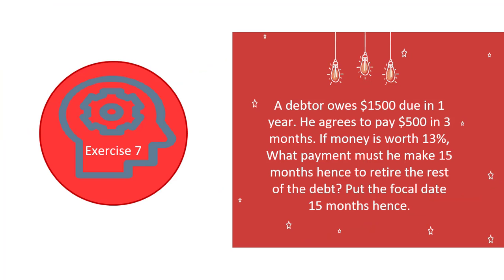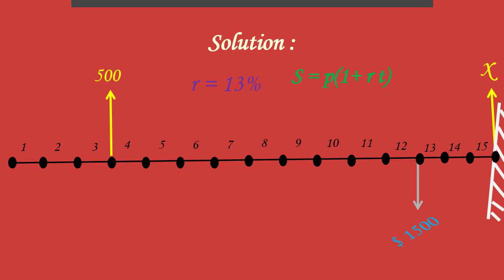A debtor owes $1,500 due in 1 year. He agrees to pay $500 in 3 months. If money is worth 13%, what payment must he make 15 months hence to retire the debt? Let's take the focal date 15 months hence. The time diagram for this problem.